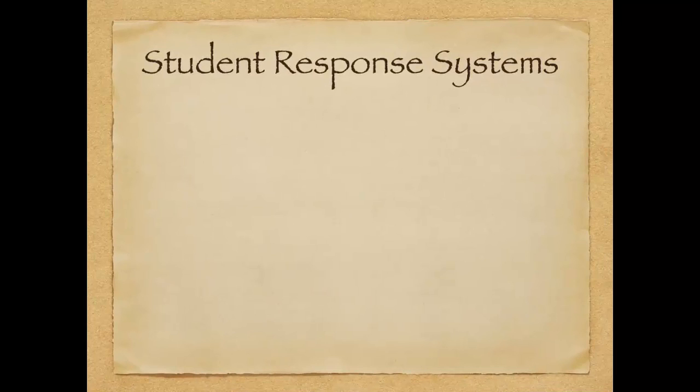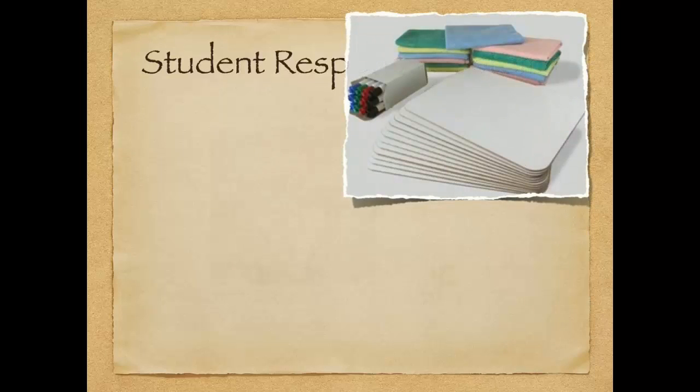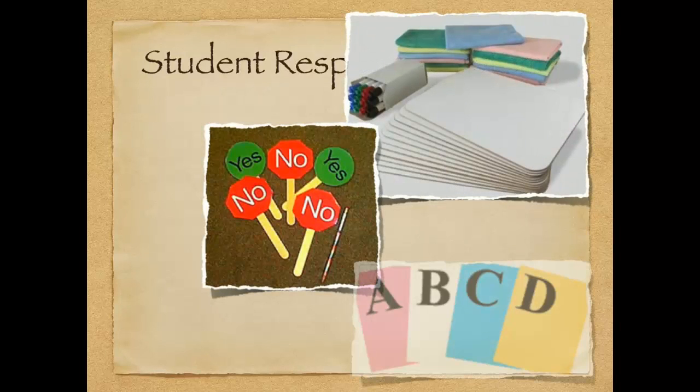Now, some of these are low-tech and have been around a long time. Marker boards, in the old days they had chalk slates. Yes-no signs, ABCD signs that each student has. And with these, you ask something and all students indicate their answer by holding up their response. You can quickly get a read on the class.